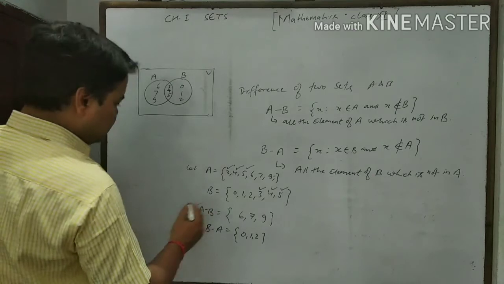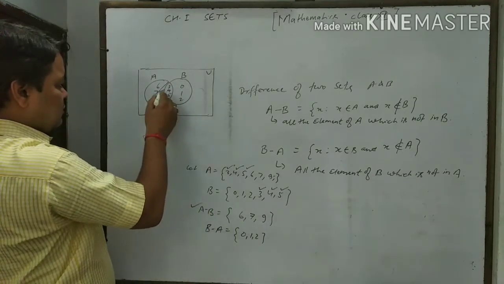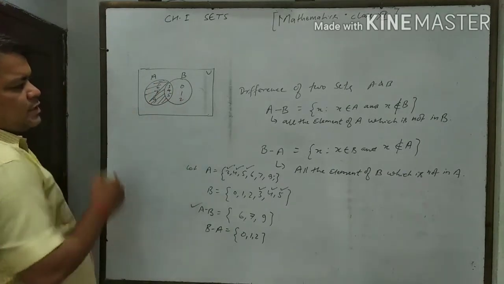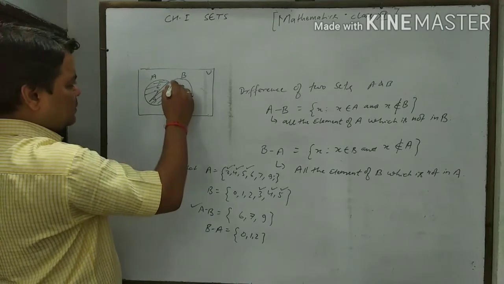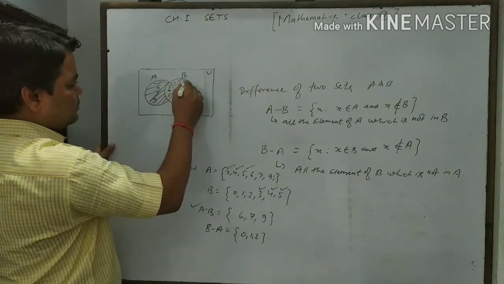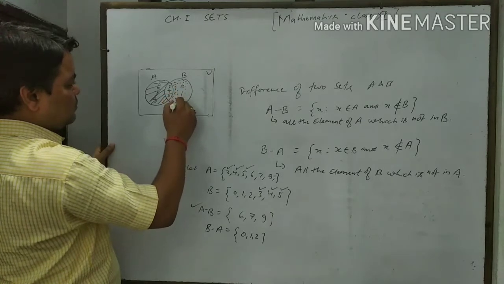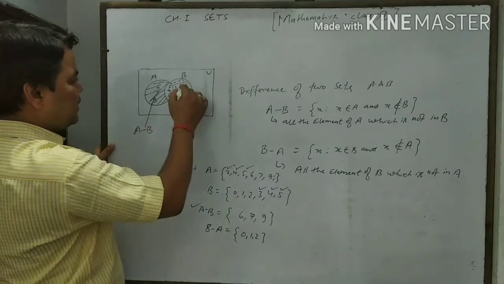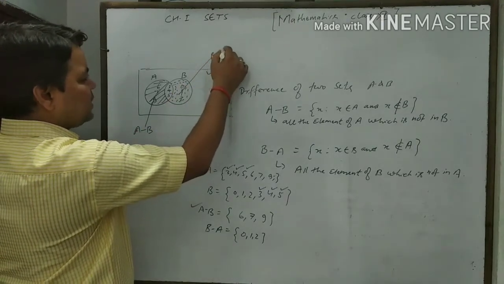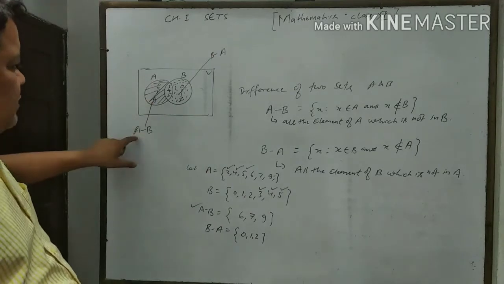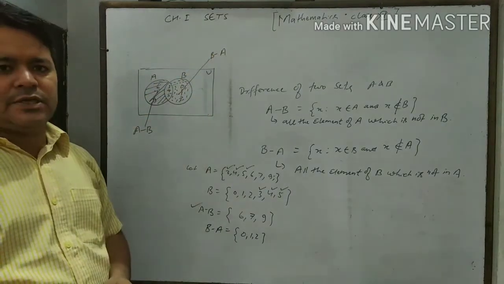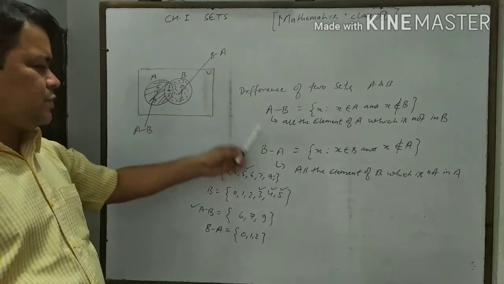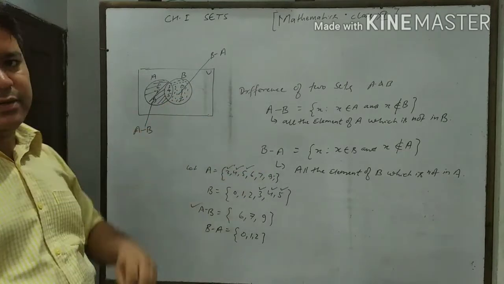It means A minus B is this portion, and B minus A is this other portion. This portion represents A minus B, and this portion represents B minus A. In this way we can find the difference of two sets in the form of a Venn diagram.